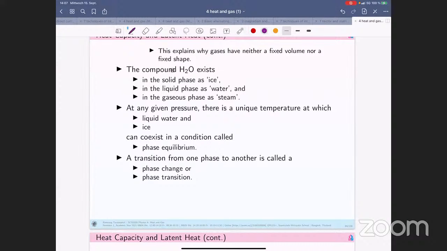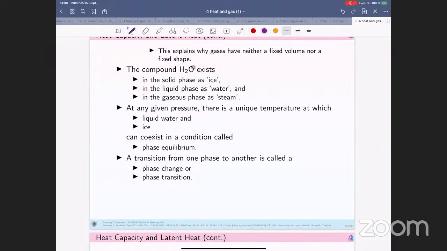Let's consider basic substances that we should pay attention to, especially in problems from several books. The compound H2O, the compound water, exists in the solid phase as ice. The solid form of water is known as ice, and in the liquid phase, it's called water.